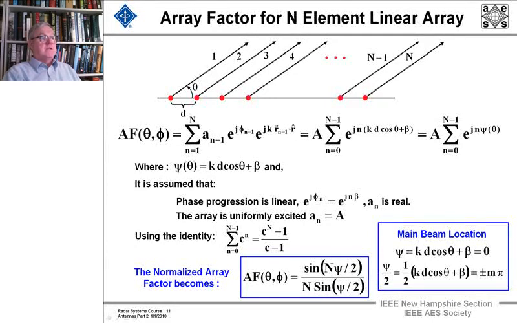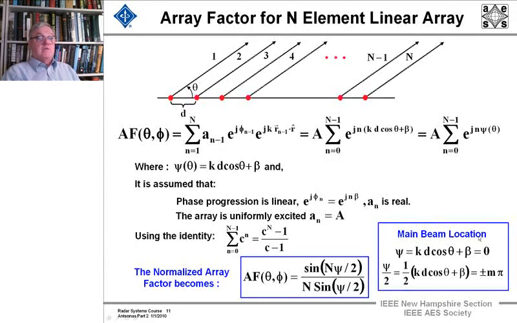And psi is the phase shift between the elements. And psi is a function of theta, it is k d cosine theta plus beta. And it's assumed that the phase progression is linear. That is, this phase is just n times some amount beta in phase, and a sub n is real, and a sub n is constant. And using this cute little identity, this sum transforms down to a sine x over x form.